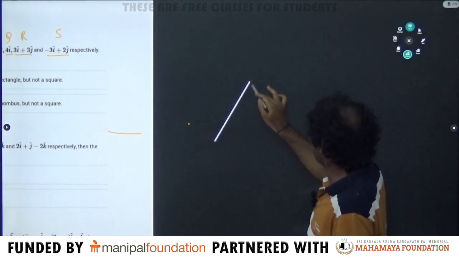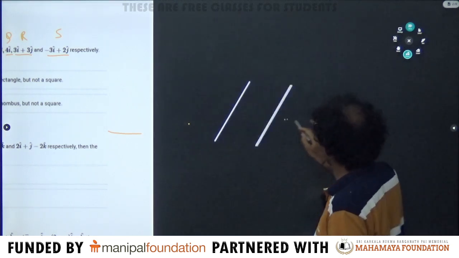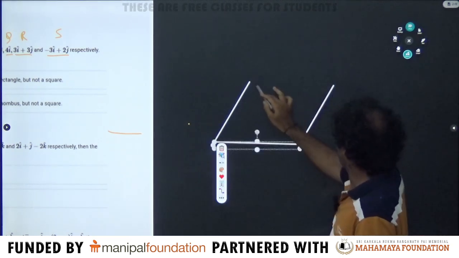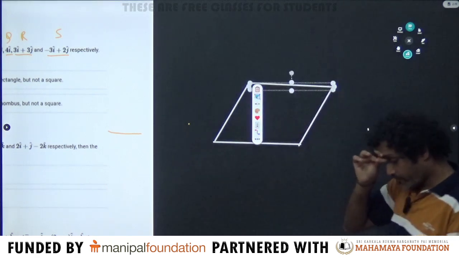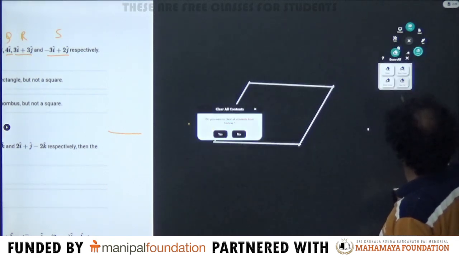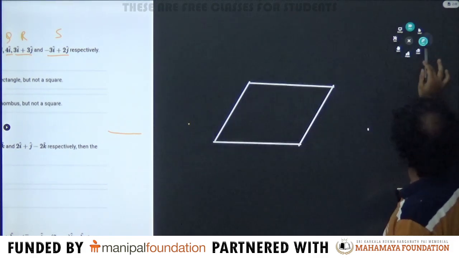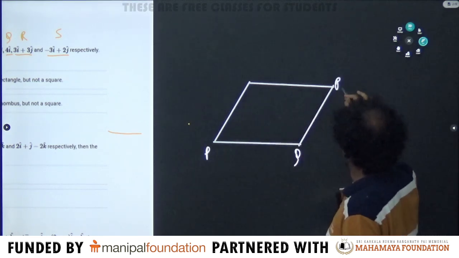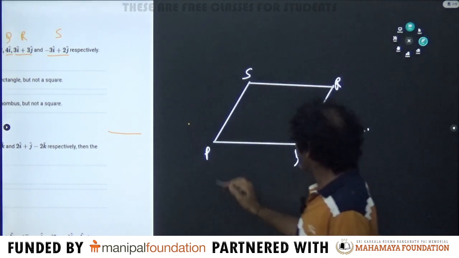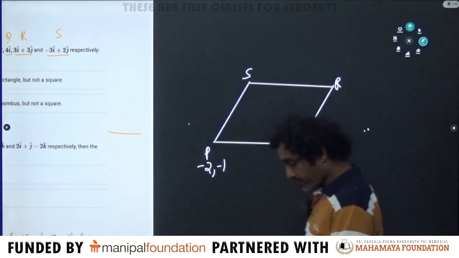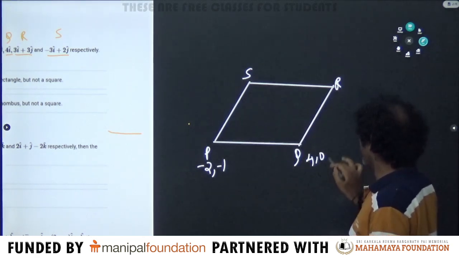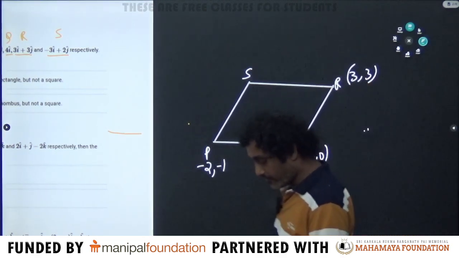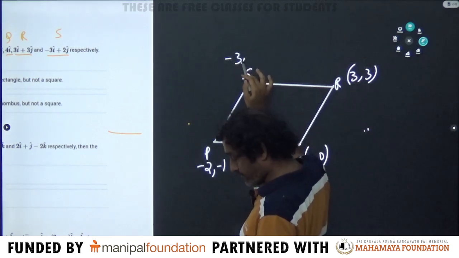Parallelogram, right? Opposite sides are equal. They have given points, right? I'll put PQRS. P is (-2, -1), here (4, 0), and here (3, 3), and on this (-3, 2).